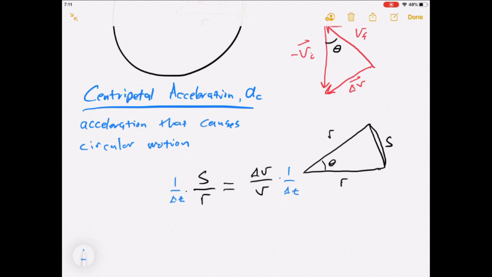And you might ask, why would you bother doing that? I have a reason. I really do. Because S over delta t, let me highlight it, S over delta t, that's just V. And delta V over delta t, that's just A.